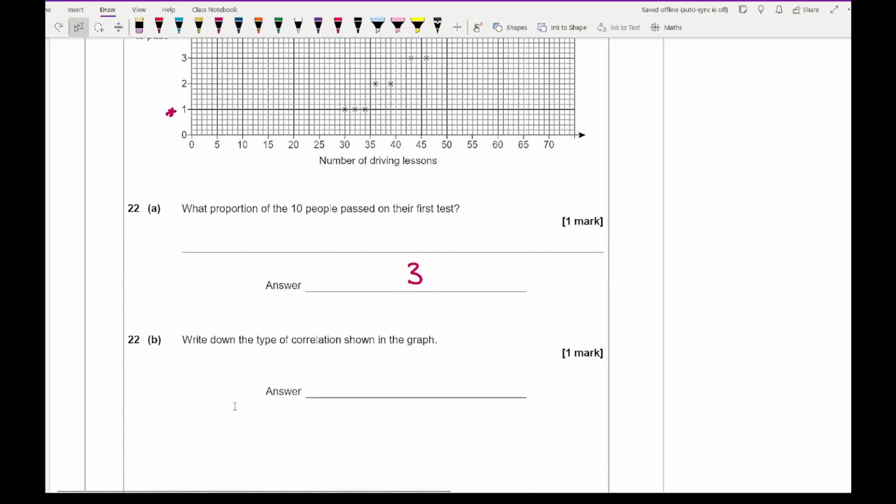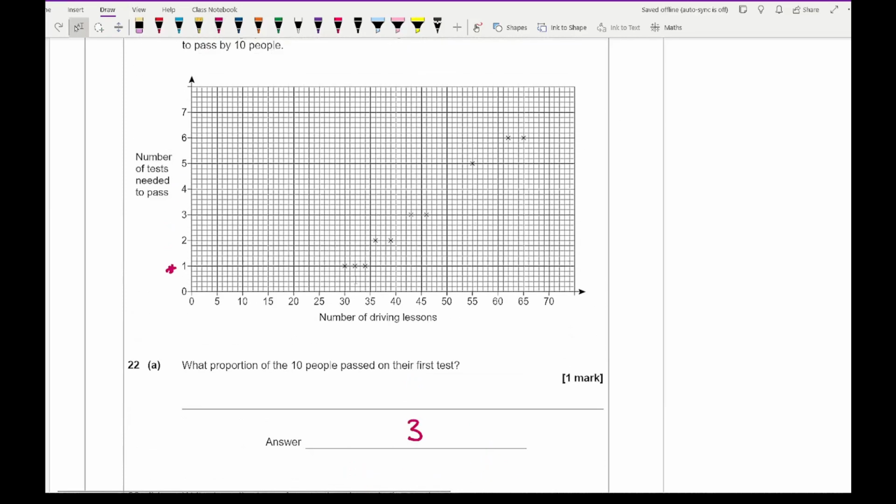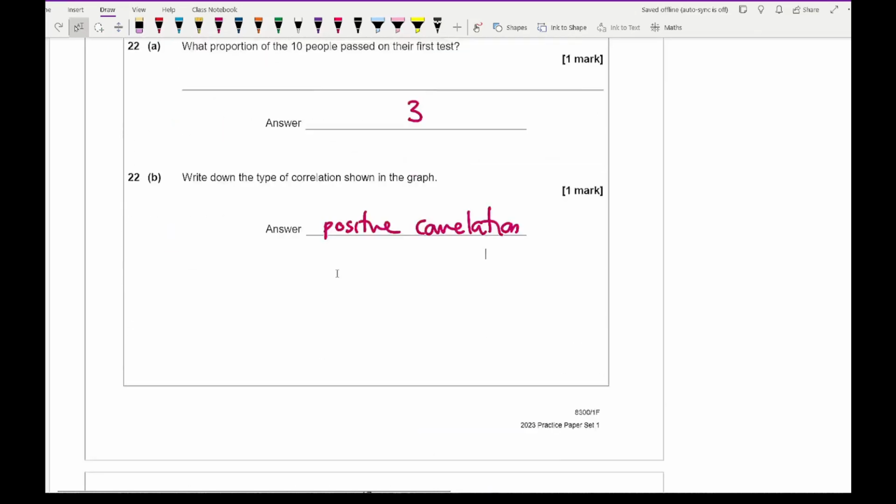I would go along, and it's only worth 1 mark, so I just need to say whether it's positive, negative or no correlation, but this does show some positive correlation. And you don't need to go on the strength, because if it was worth 2 marks then you'd probably get a mark for strength. But if you did write the strength, I would say it's got strong correlation, strong positive correlation rather.